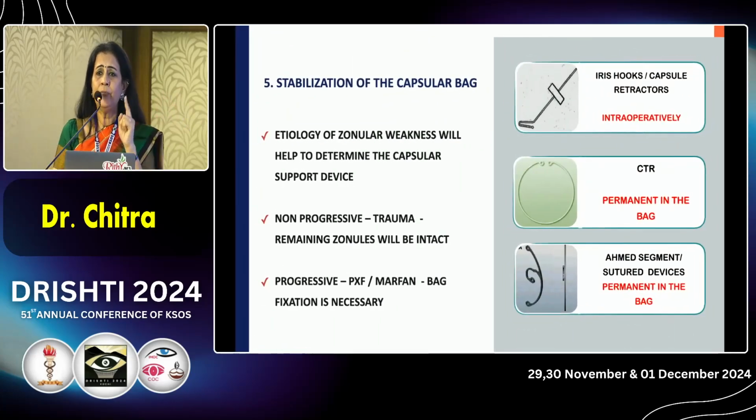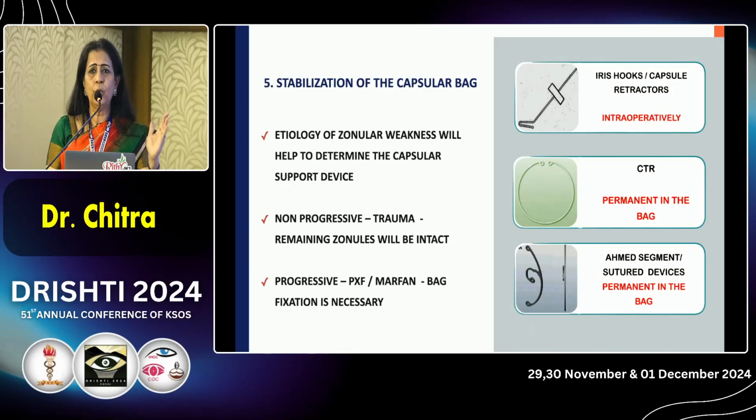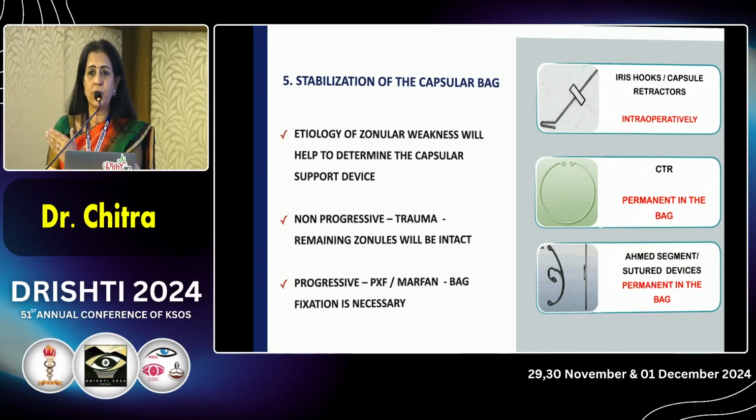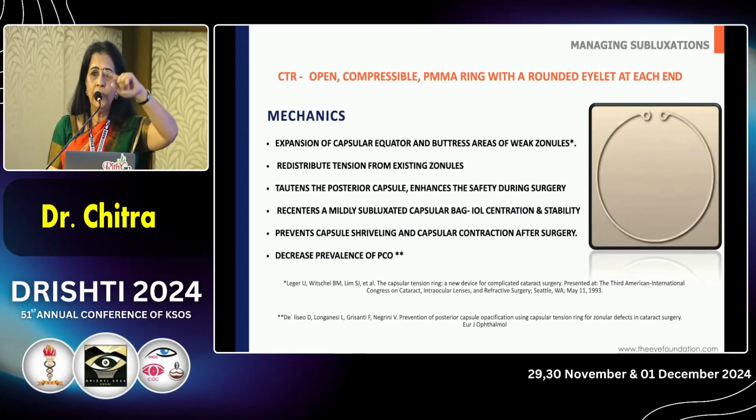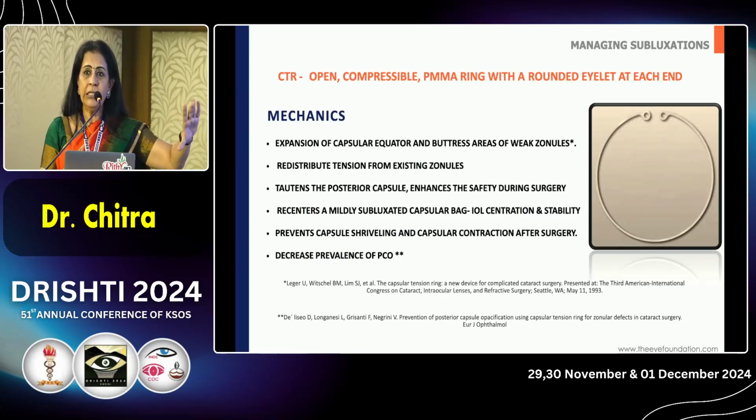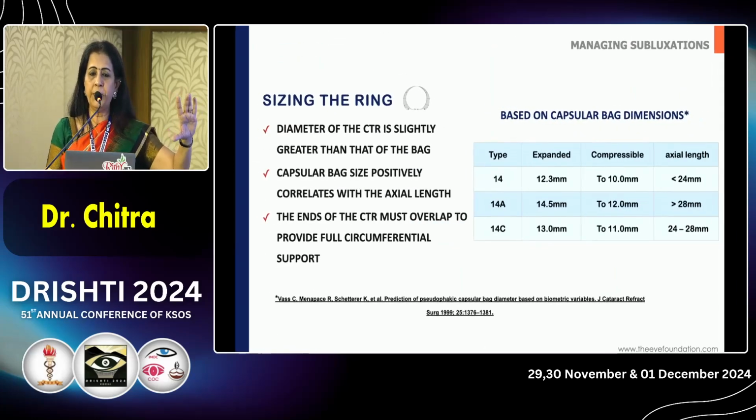And then, when would you stabilize the capsular bag? A CTR, if you know it is not a progressive kind of zonular weakness; but it should be a CTR along with other forms of support if there is going to be a progressive illness. We know that the CTR buttresses the capsular fornix. It also stretches the bag, so there are no wrinkles in the posterior capsule and there is no PCO.